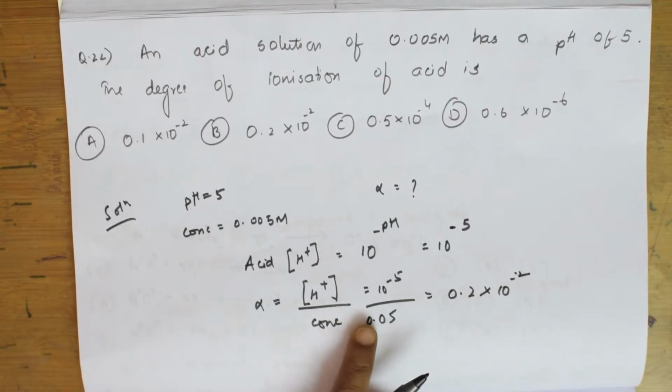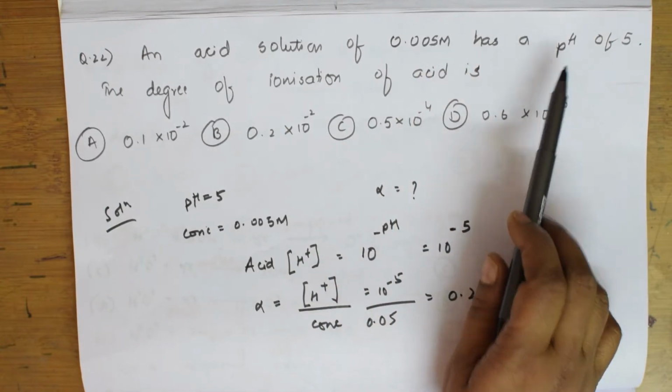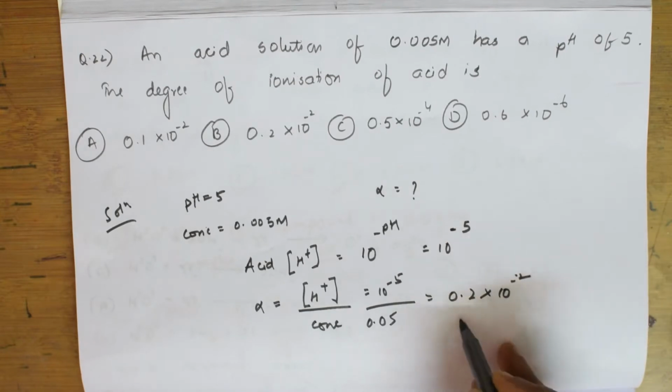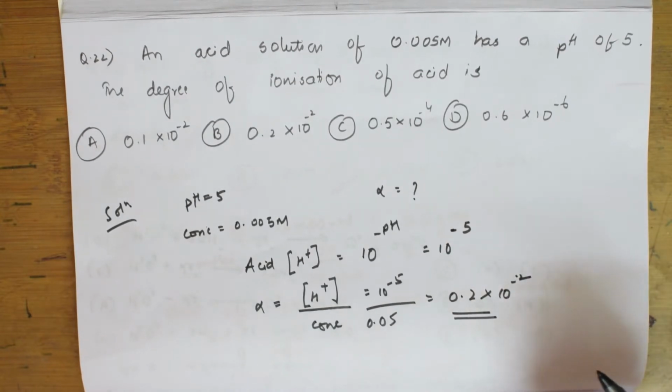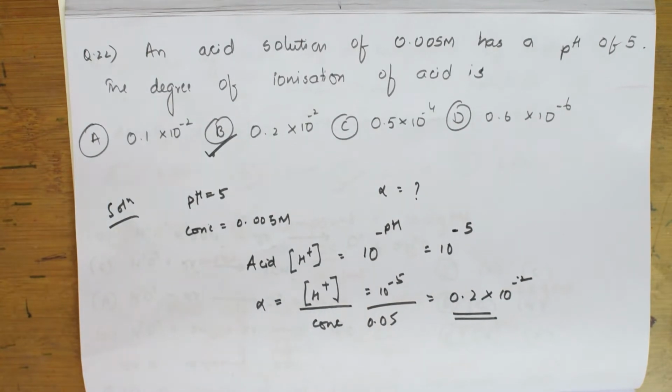Simplest way, isn't it? So remember, whenever concentration is given to you and the pH also is given to you, the easiest procedure is this. So the answer is 0.2 into 10 raised to the power of minus 2. So let me mark the correct answer. Let us come back and do the next question.